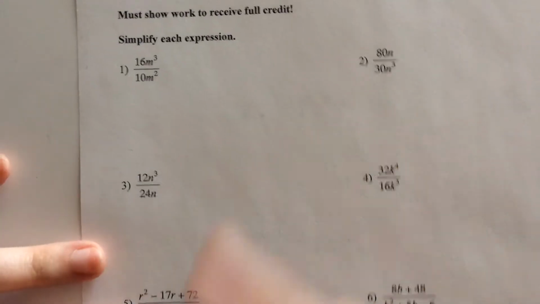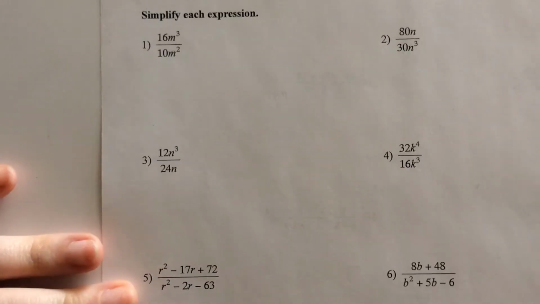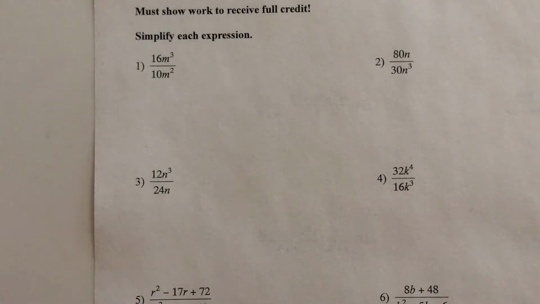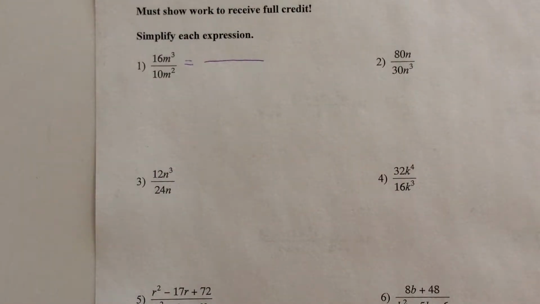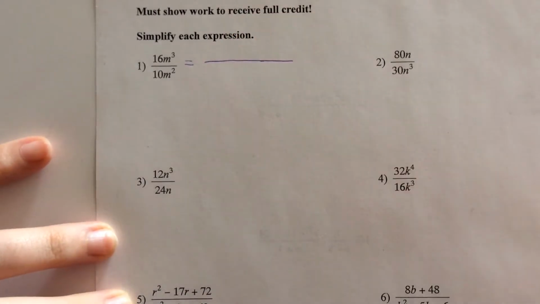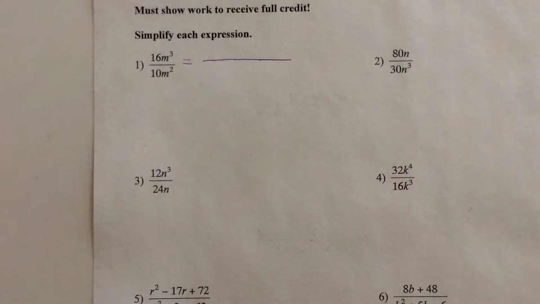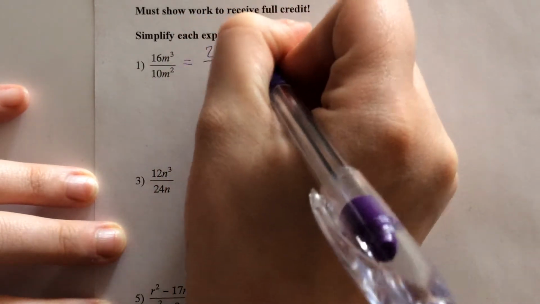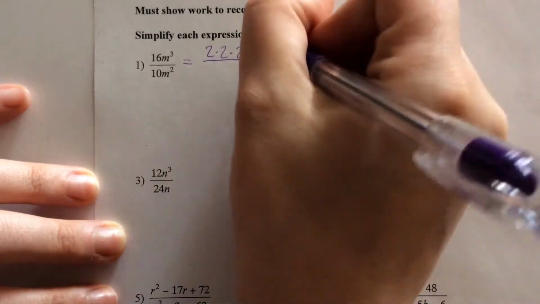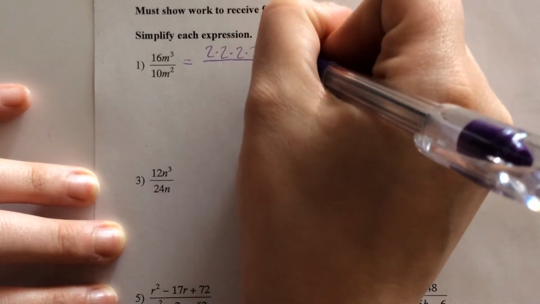Simplify each expression. We are looking at rational expressions. Remember, a rational expression is just a fraction. So all we need to do is factor and cancel out like factors, not like terms. Remember the difference. So here, in my numerator, we have 16m cubed. I like to break my numbers down all the way into prime factors. So 16 is 2 times 2 times 2 times 2. We could double check that. 4, 8, 16. Perfect. Times 3 m's.